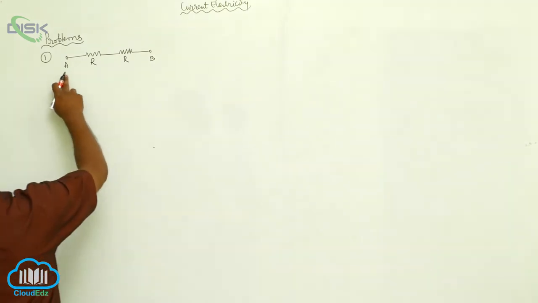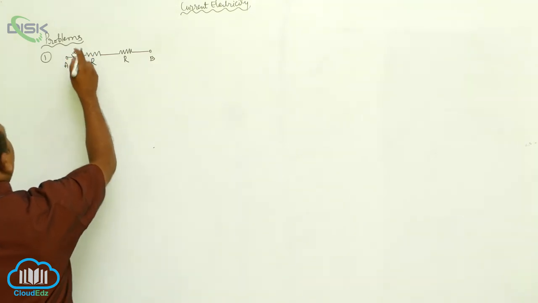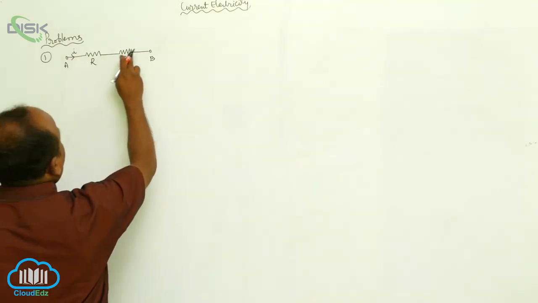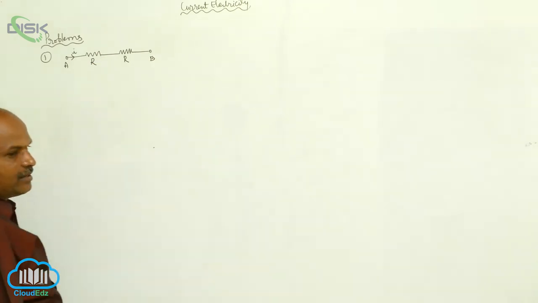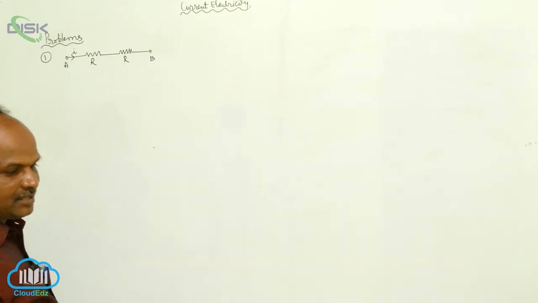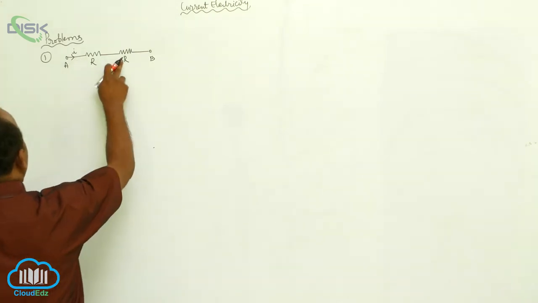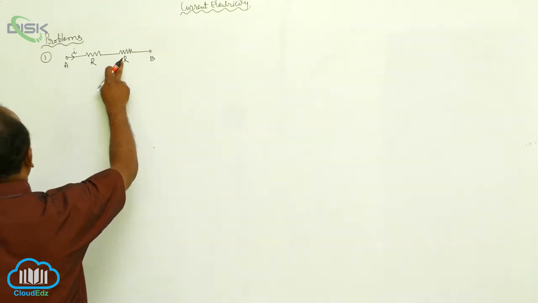Now, this is called the initial point, this is called the final point. From the initial point, let us consider current. Current has a unique path. As the current has a unique path, it is said to be series. As the current divides, it is said to be parallel. Here current I, here is also current I, both are said to be in series.